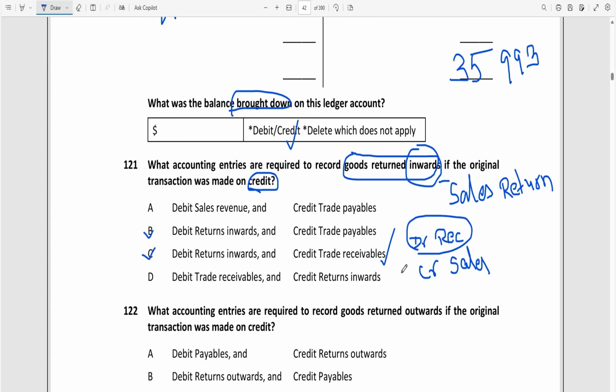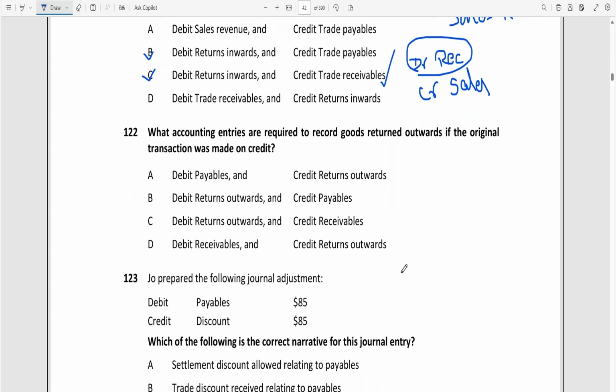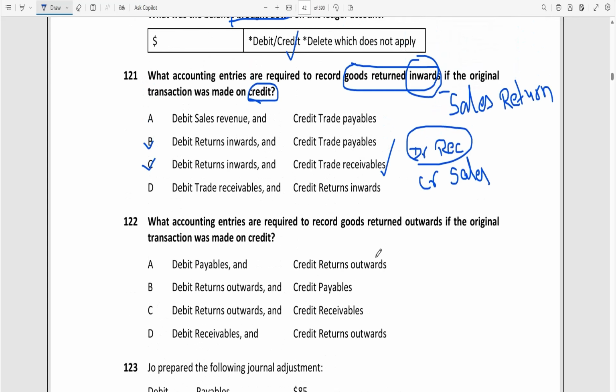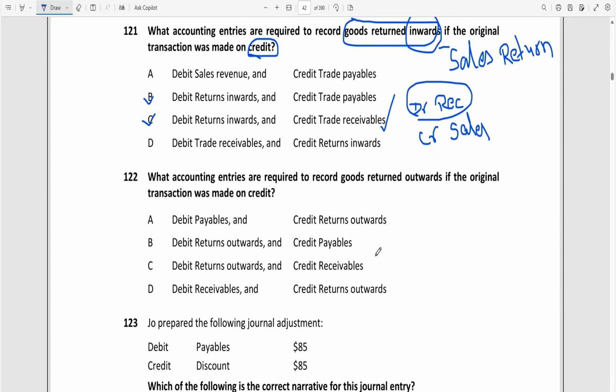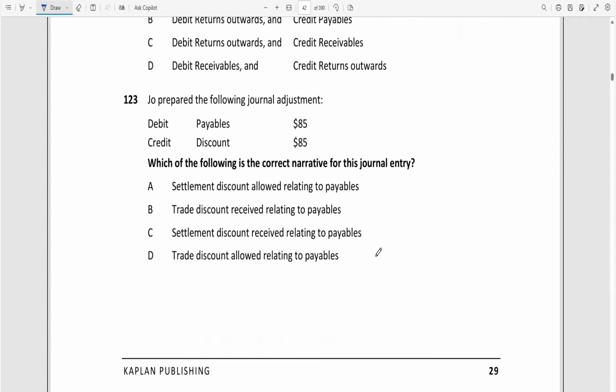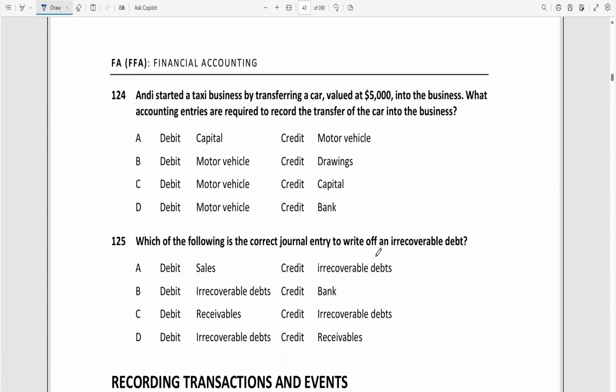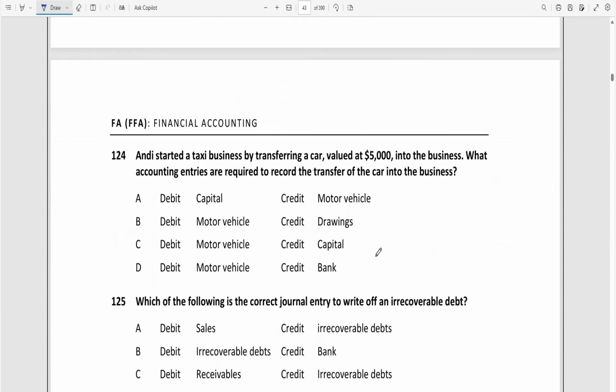Okay, so moving ahead, question number 122. Which accounting entries are required to record goods return outward if the original transaction was made on credit? This is the same as question number 121. So I will suggest you try it once. In case you still have confusion, do let me know. I'm here to assist you. Okay, so we have only a few questions remaining, so let's complete it.